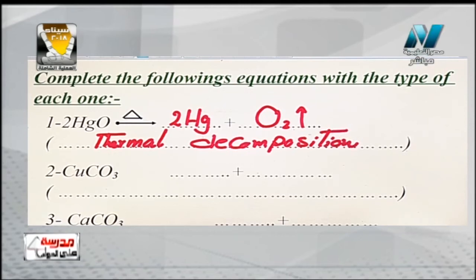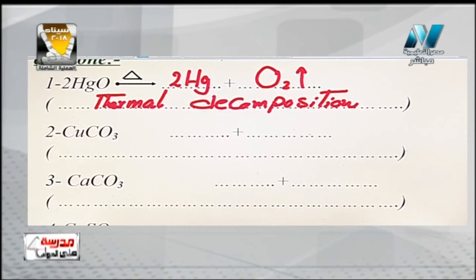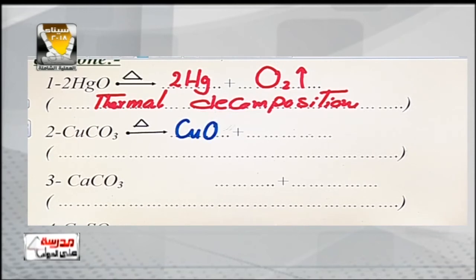Okay. Next one: we have here copper carbonate, and we remember together the color of copper carbonate is green. Copper carbonate will change into CuO, copper oxide, black, and CO2 as carbon dioxide gas evolves. And this equation, like the previous one, is a thermal decomposition reaction.